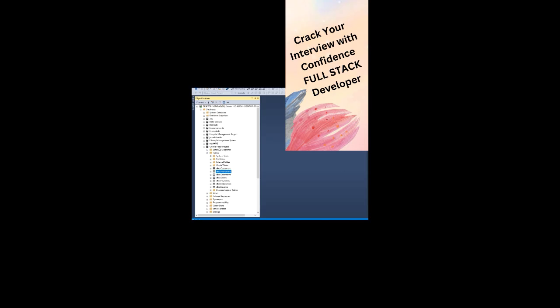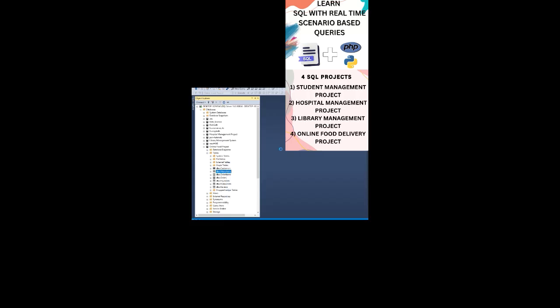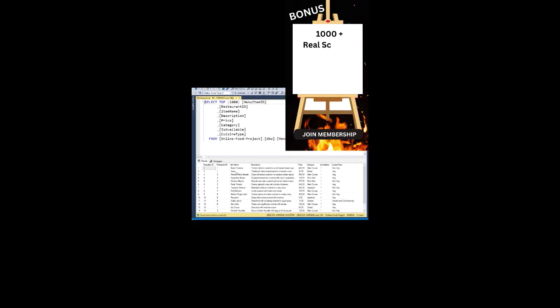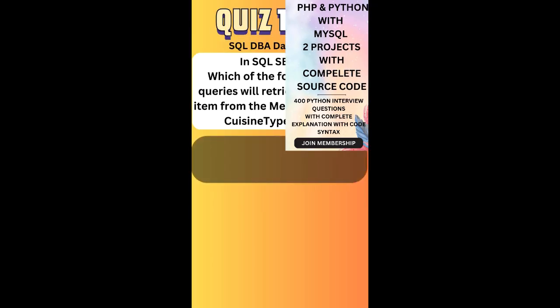This question is related to the online food project in SQL Server. From the menu items table, let me browse the table. Now I want to fetch the item names that are not of a certain cuisine type from this menu items table. Please choose the right option.